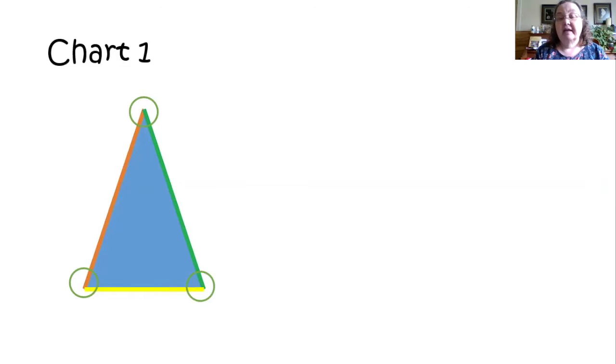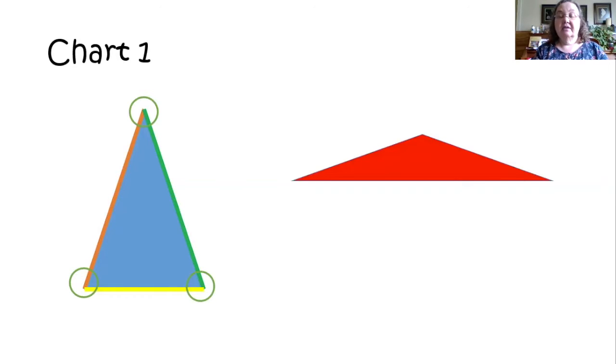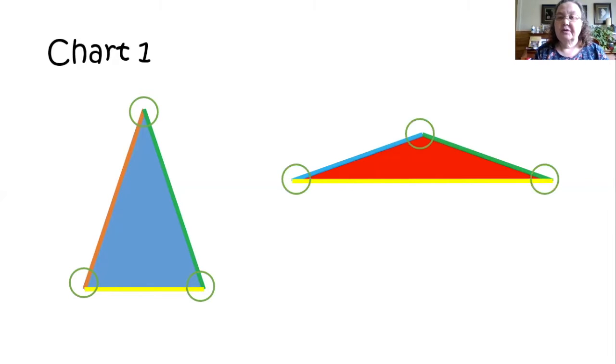I'm going to make my angle look different. Whoa, that looks way different. Let's count to see if it still has 3 sides. 1, 2, 3. And does it still have 3 angles or vertices? 1, 2, 3. Oh, it sure does. Try making one more 3-sided figure with your manipulatives.